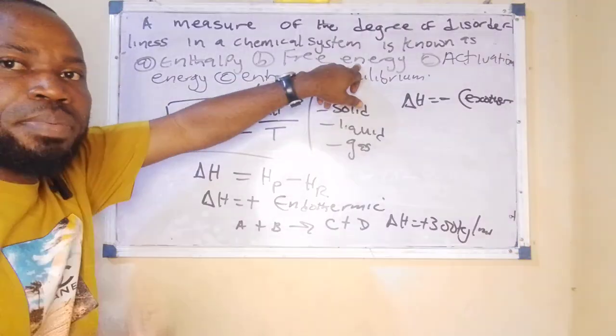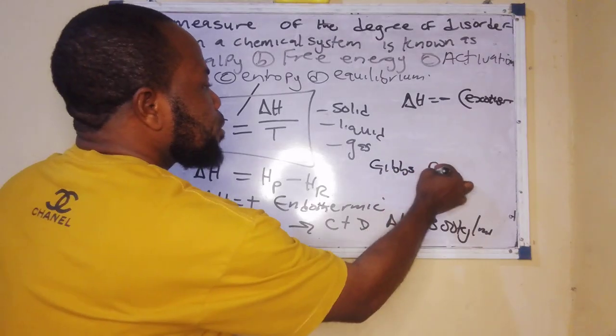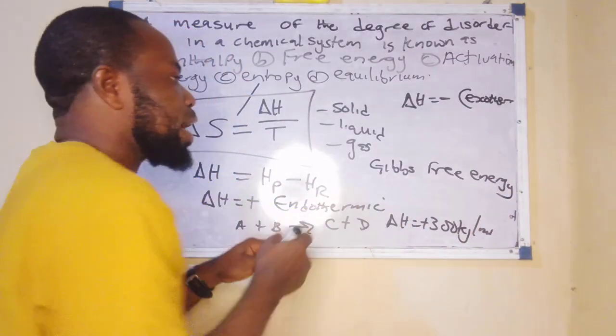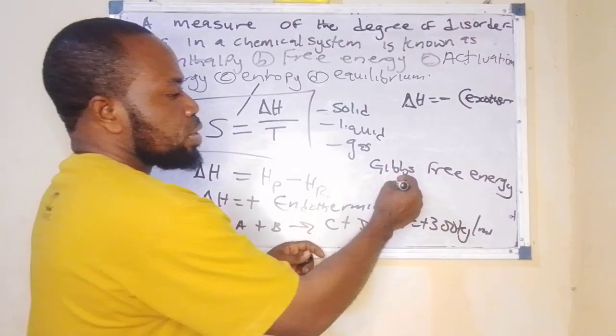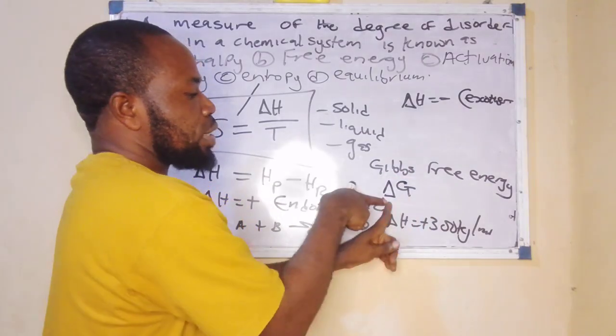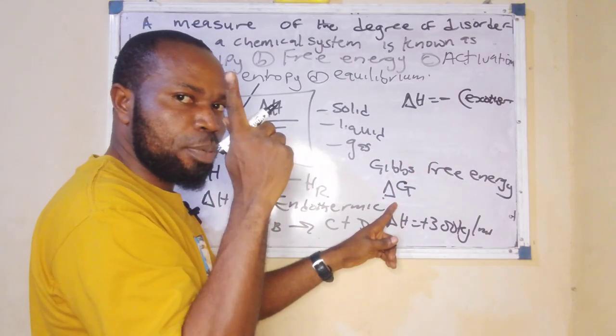Now, if we have said that, what is free energy? They usually call it Gibbs free energy. Look at it. They usually call it Gibbs free energy. Now, what is this? This is the energy that is available to perform work in a chemical system, and it's represented with G. So if I now say delta G, I will say delta G is Gibbs free energy change. You're getting the picture now.